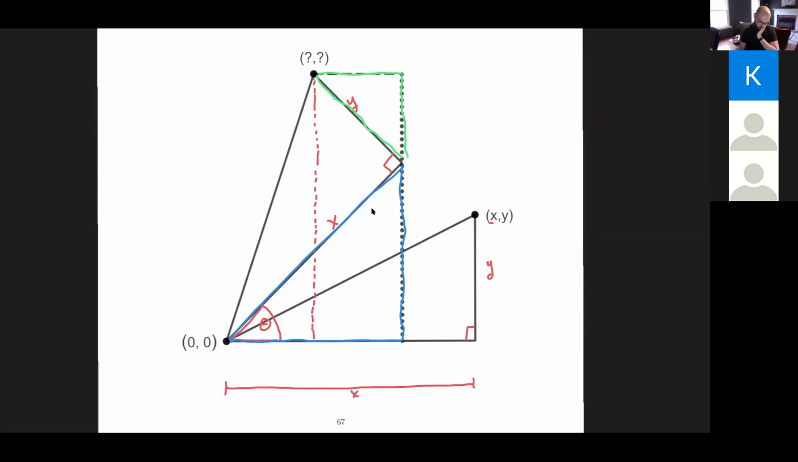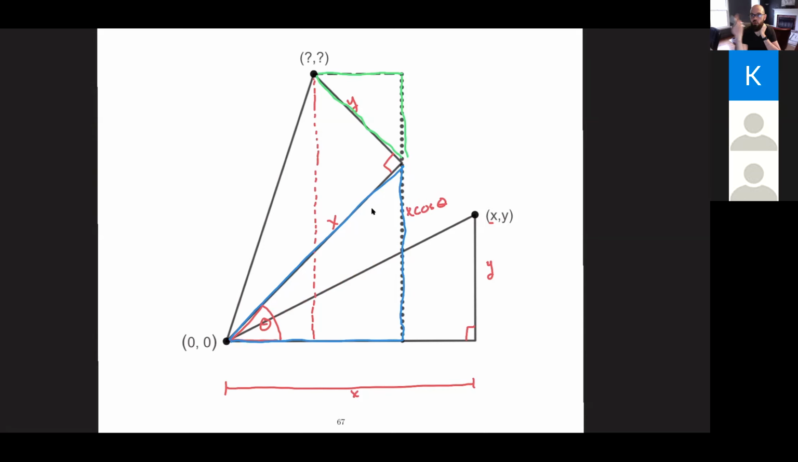Opposite the theta, that blue line, that's just going to be cosine theta x. So this blue side, we'll put it in red. You're saying that this is x cosine of theta? Mm-hmm. Okay, so that's close. Not quite right.